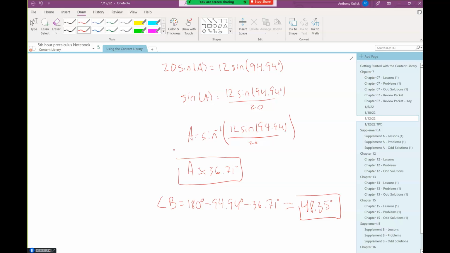The thing that you need to be wary about is on a problem like this where you have to choose which angle to solve for first, we have to be a little bit careful. If you're using the law of cosines to solve for the angle, you want to find the bigger angle first. If you're using the law of sines, you want to find the smaller angle first. Okay with that?